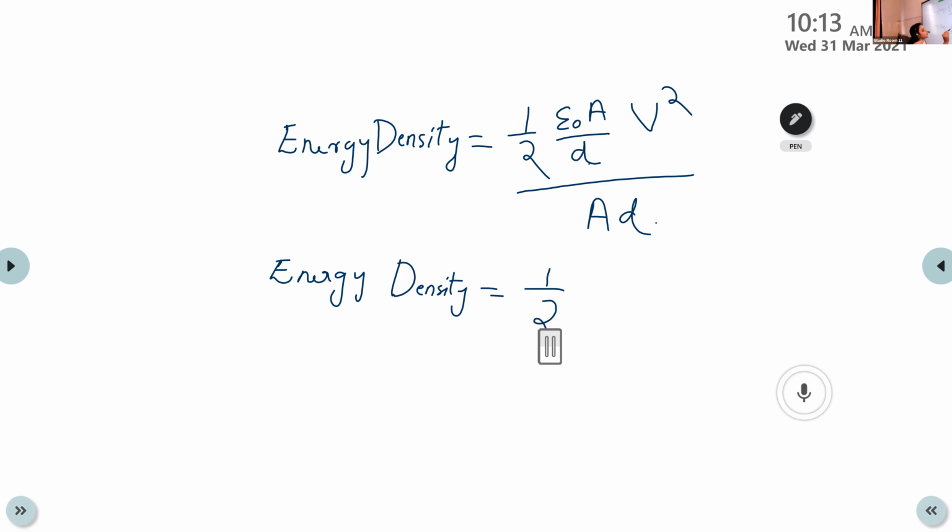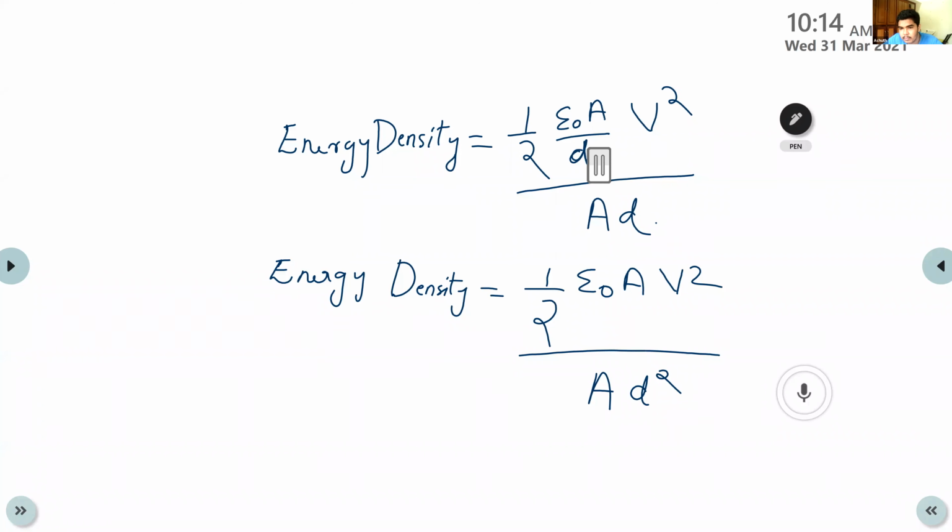half epsilon 0 A V square divided by AD square. This D in the numerator comes to the denominator, so it becomes AD square. Which of the terms are cancelled here? Area A. So this A and this A cancel.